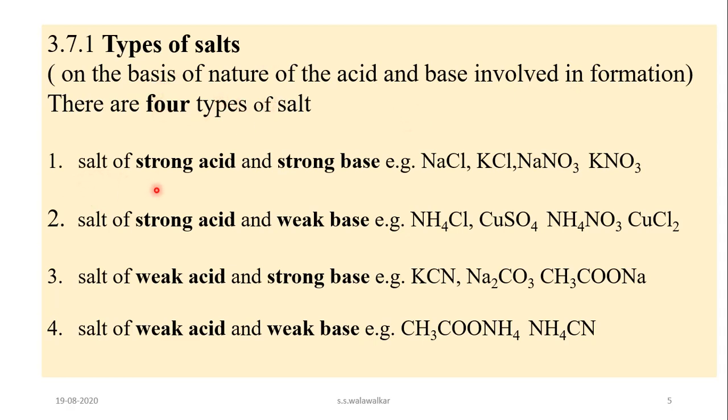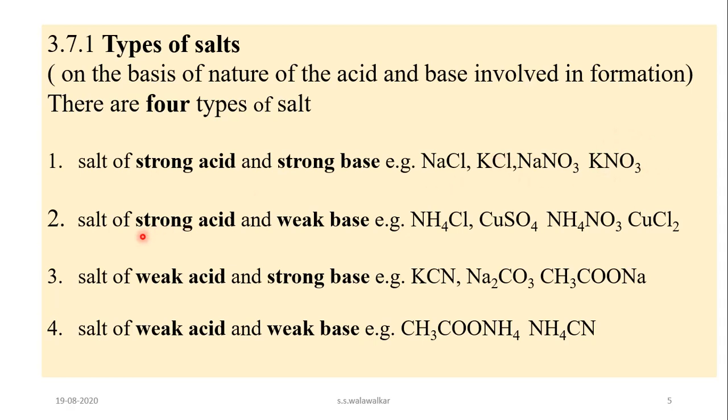First, that is a salt of strong acid and strong base. Example of this type of salts are NaCl, formed from NaOH and HCl. Potassium chloride, formed from KOH, strong base, and HCl, strong acid. NaNO3, formed from strong acid and strong base. NaOH is a strong base, nitric acid is a strong acid. In the same way, potassium nitrate. Potassium nitrate is formed from strong base KOH and nitric acid, which is a strong acid, like this.